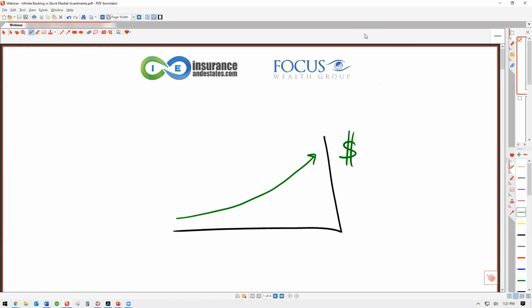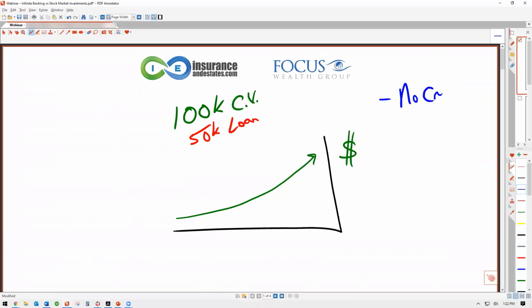So in your example that you just mentioned, let's assume again there's $100,000 of cash value, and you decide to take a $50,000 loan. And the loan can be for anything. What's great about this, and I bring up these 3 points. Number one, when you take a policy loan, there's no credit check. There's no application, right?